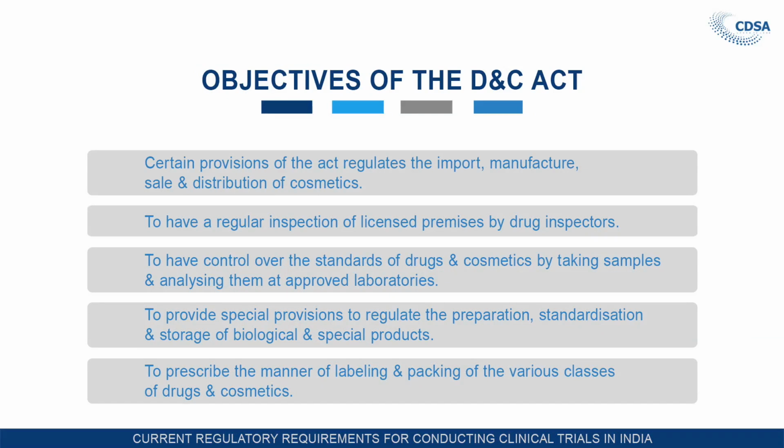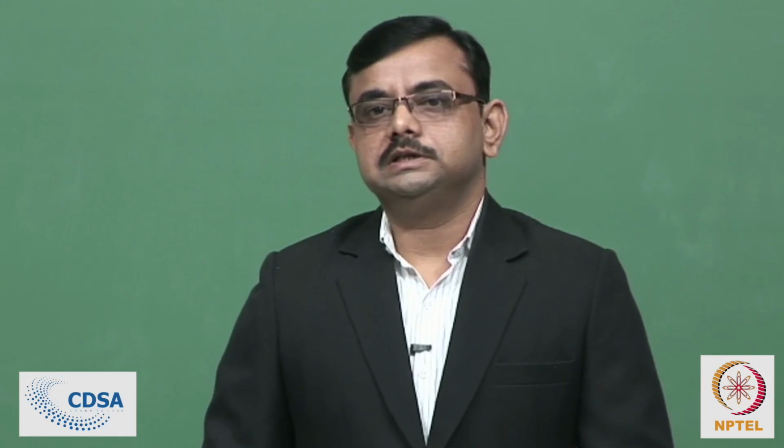So after giving the manufacturing permission, to have the routine checkup of the quality of the drug and the compliance of the premises, whether it is as per Schedule M or not, there is a provision for the routine inspection. The state licensing authority drug inspectors and the central licensing authority drug inspectors are routinely checking the compliance.